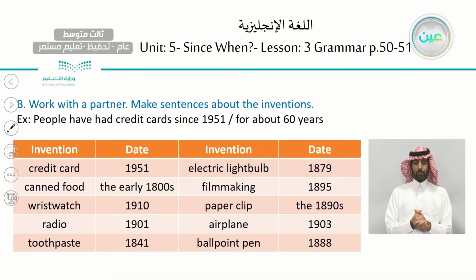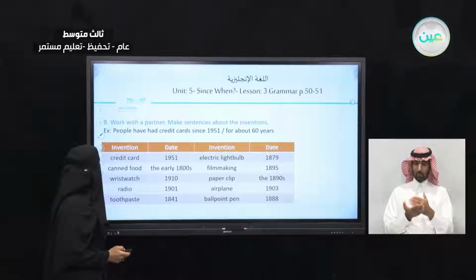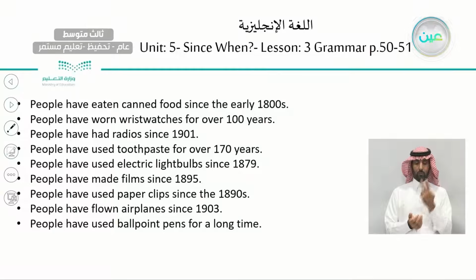Here we have an example. People have had credit cards since 1951. Or you can say, using for, about 60 years. Okay, you can use the specific time with since, or you can use for, like here, the example provided. Okay, pause the video, think about it, try to write as many statements as you can, and share them with your class and with your friends. Here I provided some examples.